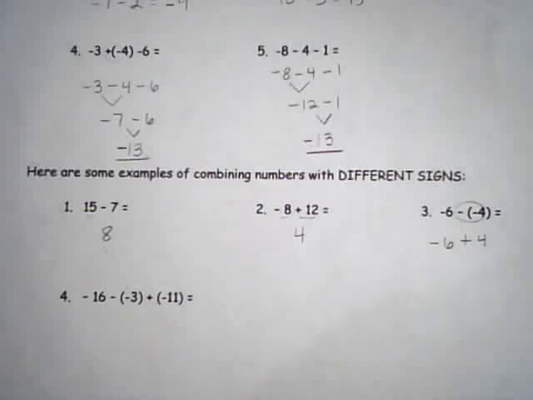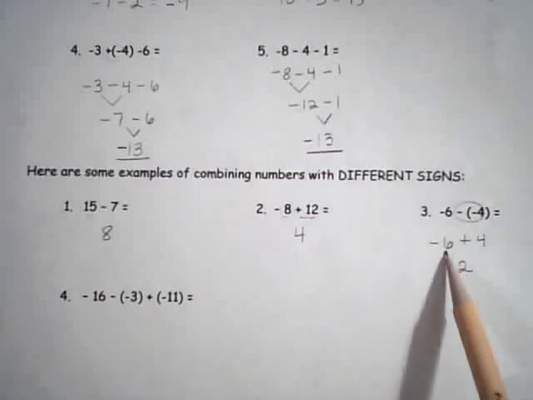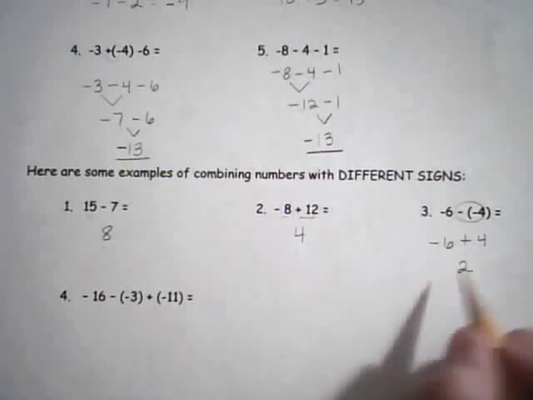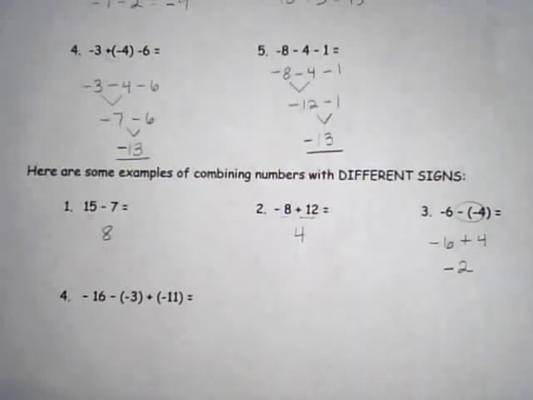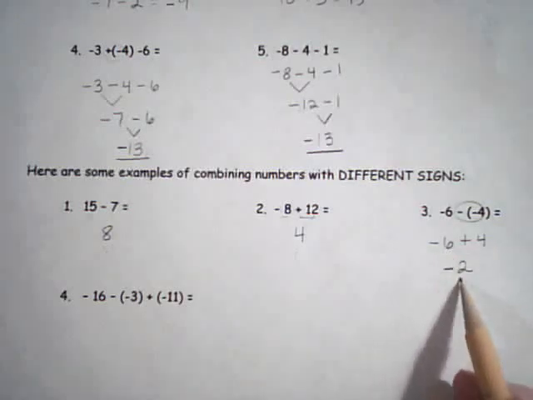The signs are different, so that means I subtract. If I subtract these two, that's going to give me a 2. Take the sign of the higher number. Okay, the higher absolute value number is the 6. So because it's negative, my answer is going to be negative. Okay, subtract, take the sign of the higher number, so that means the 2 is going to be negative.